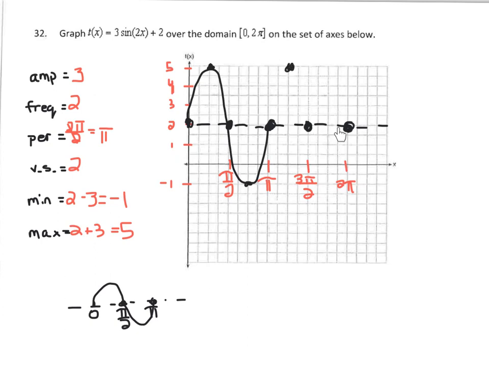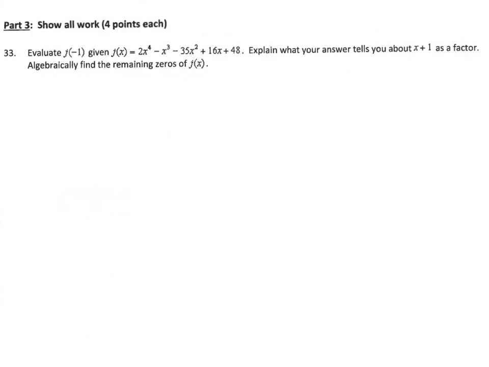And we know midway between these two points, we're going to be down at a minimum. And there we go. Okay, whenever they give you an equation, you are going to want to label that on the graph. So there we go.